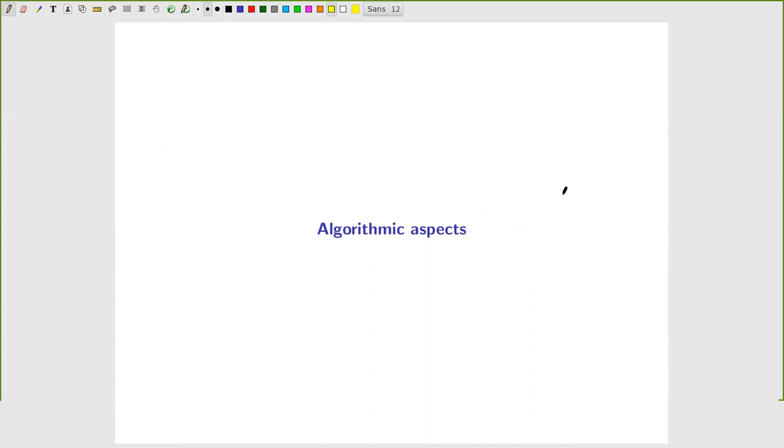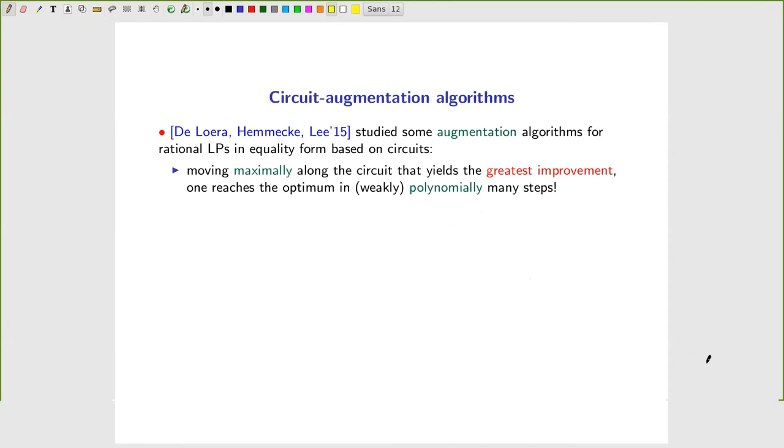So let's have a look at some algorithmic aspects. Among others, De Loera, Hemmecke, and Lee in 2015 studied some augmentation algorithms for rational LPs, actually in standard equality form, that were based on circuits. And what they proved is the following. If at each step you move maximally along the circuit that yields the greatest improvement with respect to your objective function, then you can reach the optimum in weakly polynomially many steps.